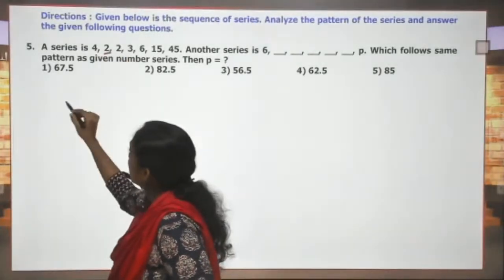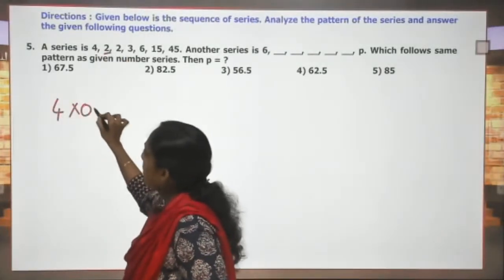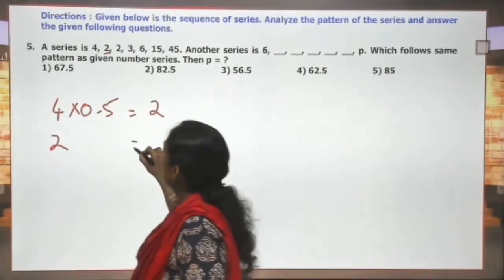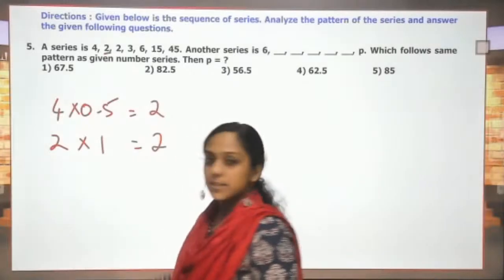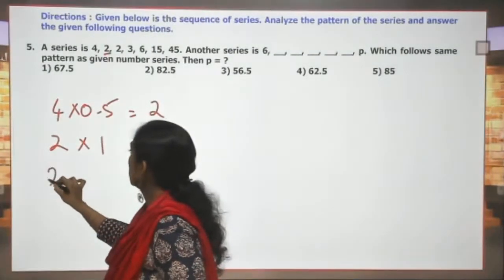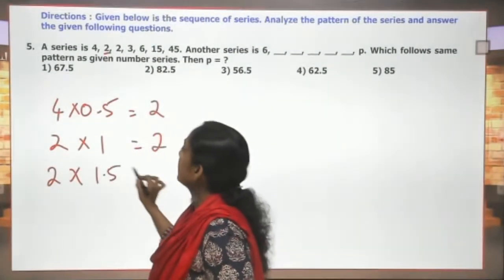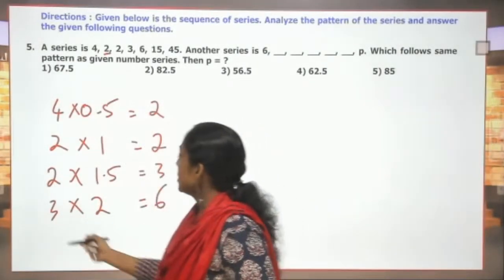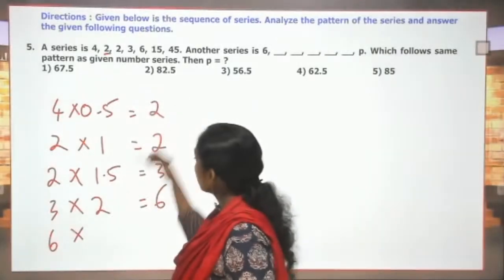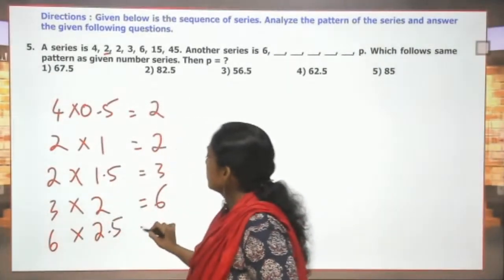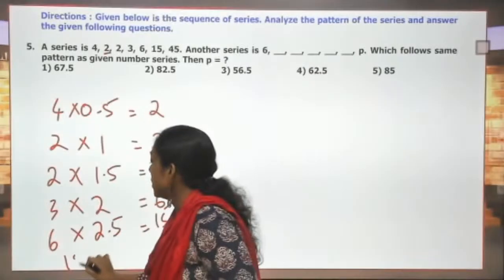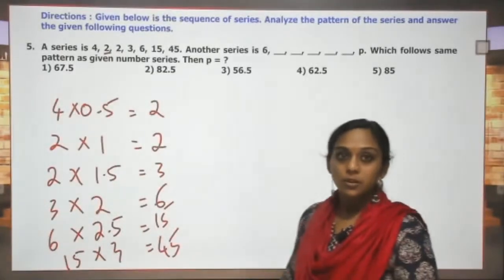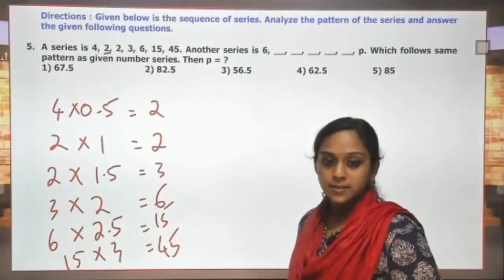Okay, so let's start with into 0.5. 4 into 0.5 is 2. Just take its half. Next 2 into 1. Next 2 into 1.5, that is 3. Next 3 into 2, that is 6. Next 6 into 2.5, so that is 15. Next 15 into 3 is 45. So I hope we got the pattern. Okay, so yes, Arvind, right answer.